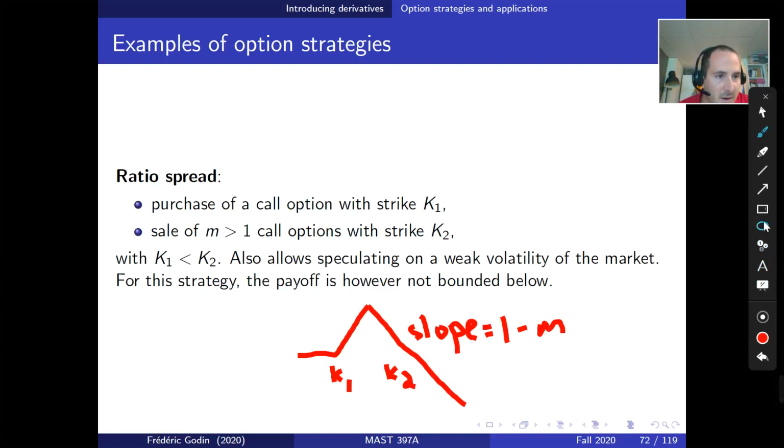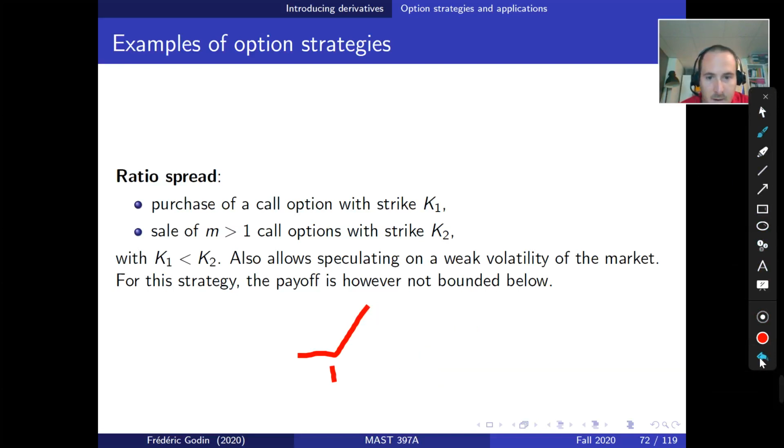Okay, so I'll just erase this thing. Let me remember how you do that. Undo. Okay, here you go.